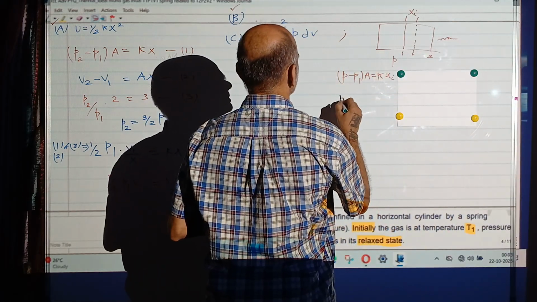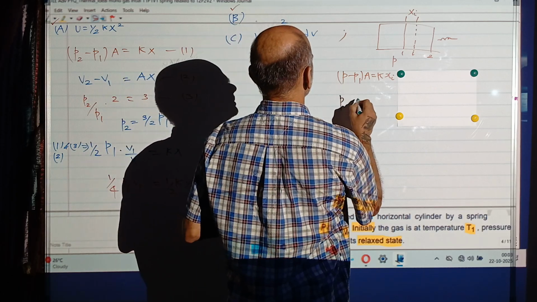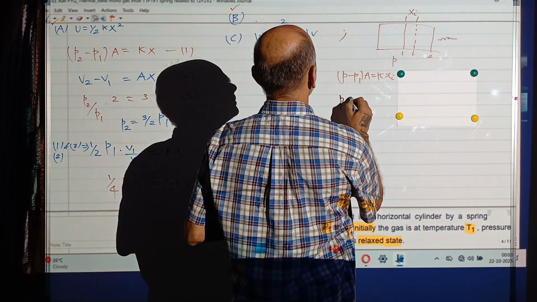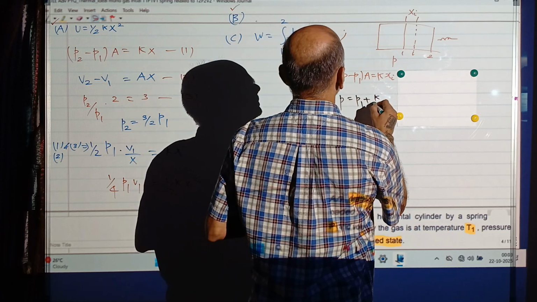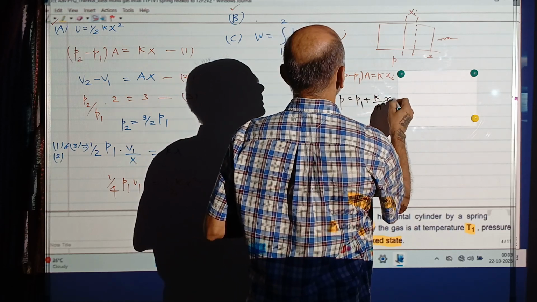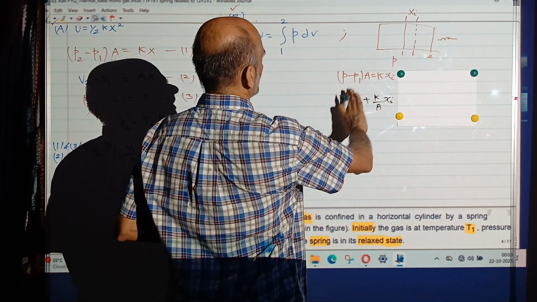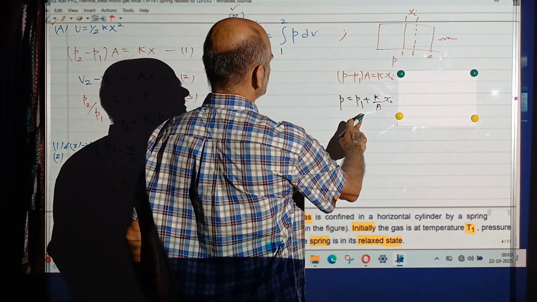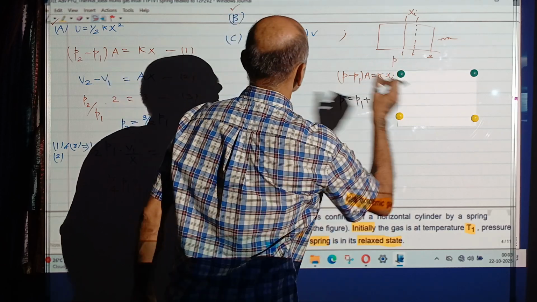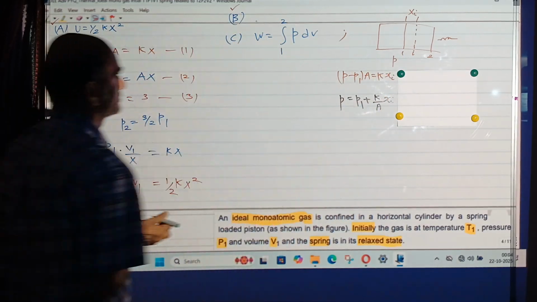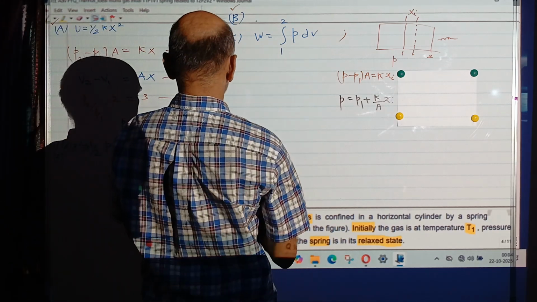Pressure as a function of x. So this will be P1 plus K by A xi. A, taking it here, will become K by A, and P1 on the right side. So pressure is initial pressure plus the extra pressure, which is heating of the gas, that's balanced with a spring force by an amount K xi. So if I use this thing here, dV is A into dx.